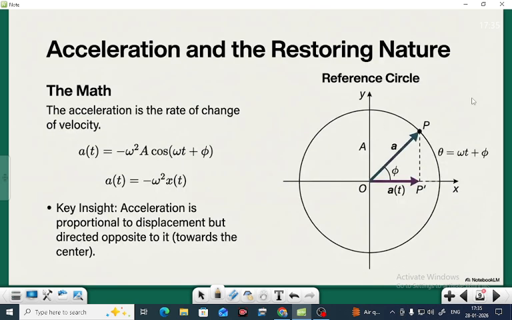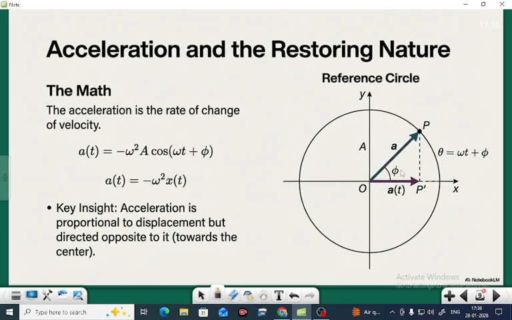The next one, acceleration and the restoring nature. Math: the acceleration is the rate of change of velocity. a(t) is equal to minus omega square A cos(omega t plus phi), or a(t) is equal to minus omega square x, where x(t) is equal to that value. Inside, acceleration is proportional to displacement but directed opposite to it, towards the center.